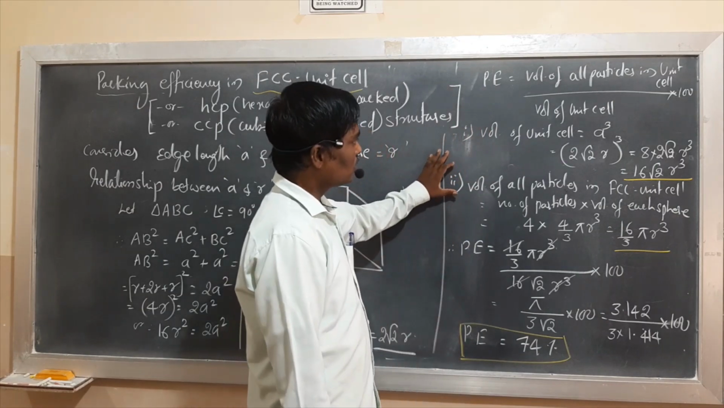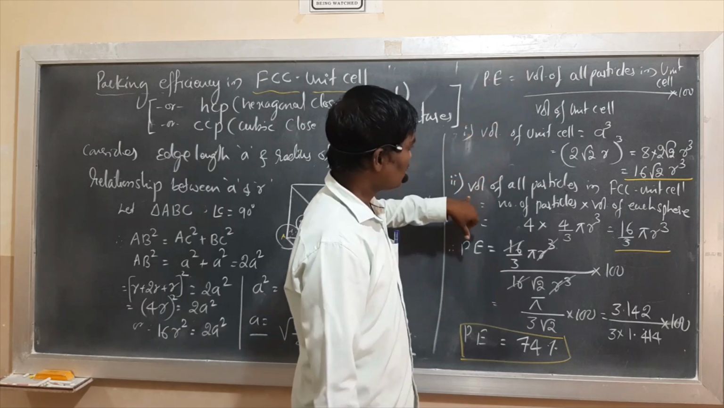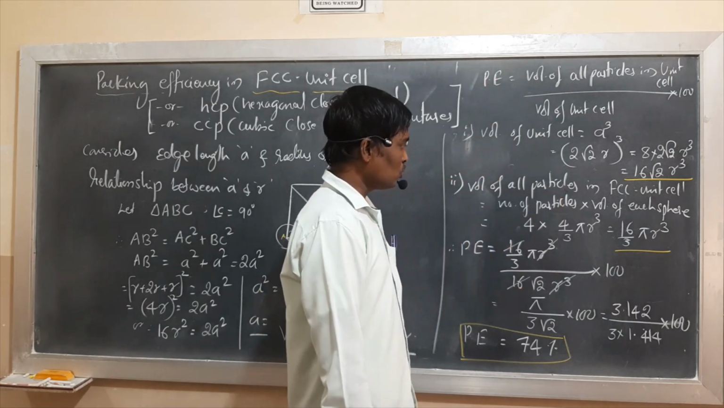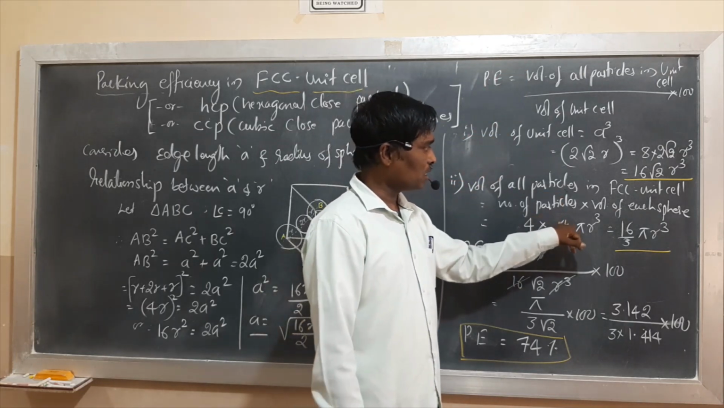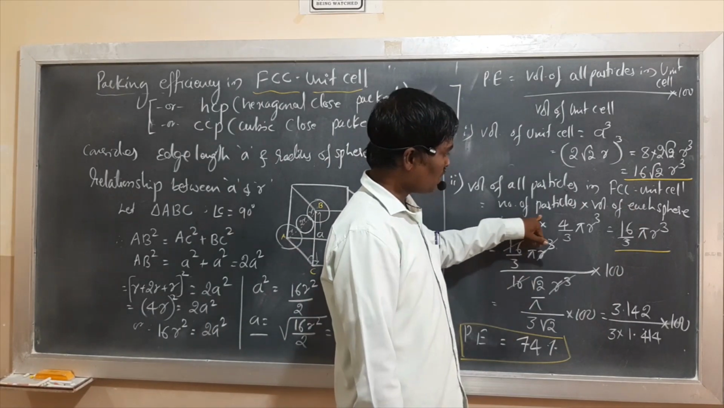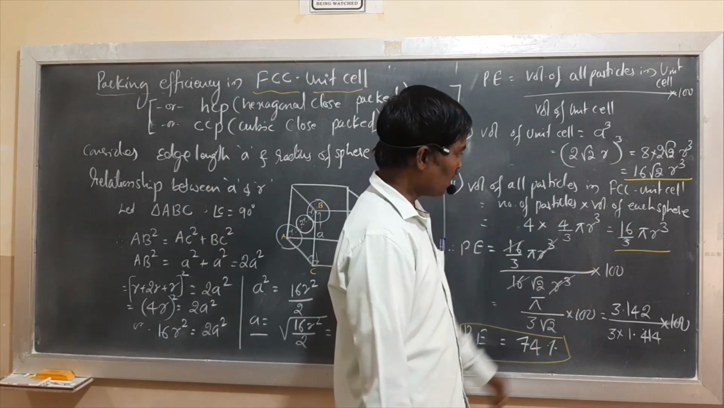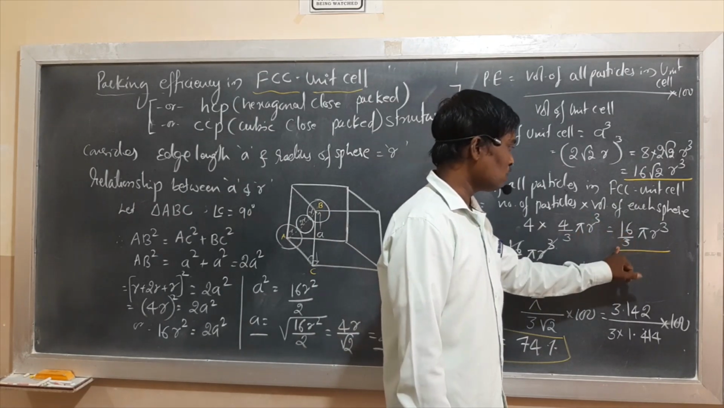Then calculate the numerator term in PE, that is the volume of all the particles in the FCC unit cell. That is the number of particles multiplied by the volume of each sphere. The total number of particles here is 4. The volume of each sphere is 4 by 3 pi r cube. So it gives 16 by 3 pi r cube.